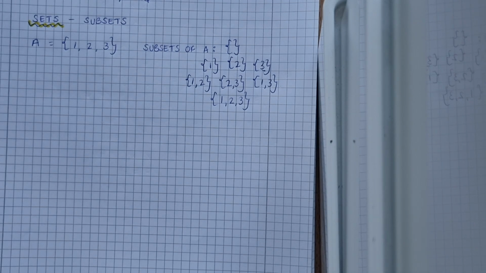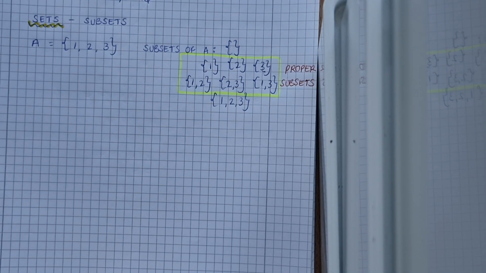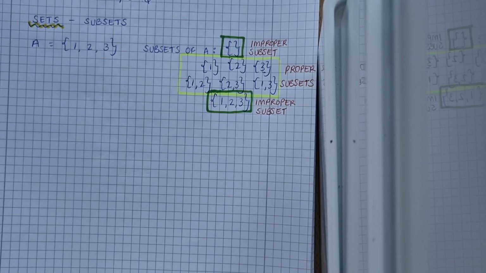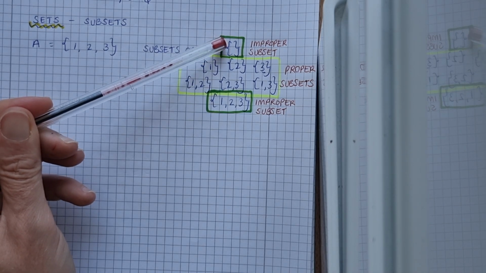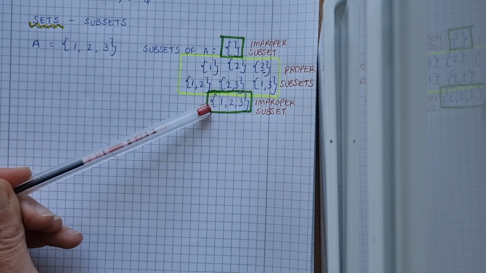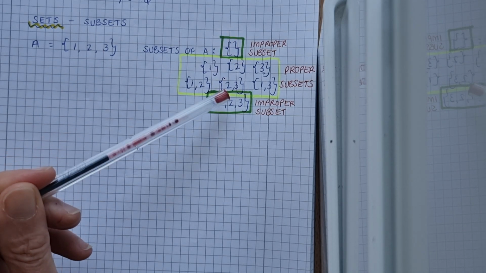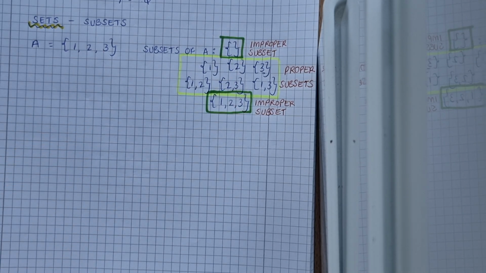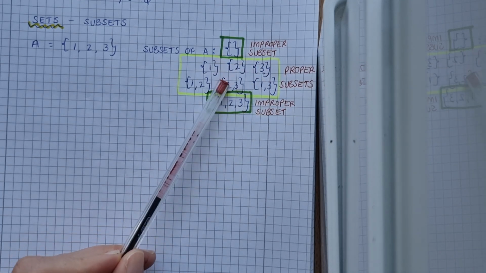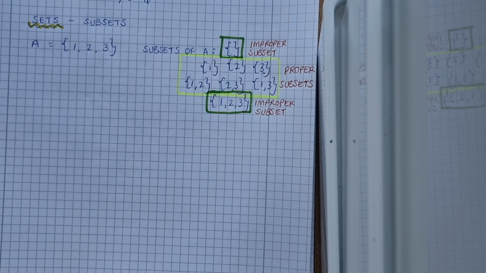There are 2 types of subsets. In the yellow box here, I've got the proper subsets of A, and the 2 that I've highlighted in green are improper subsets of A. The improper subsets are always the empty set, the null set, and the set where I've included all of the elements of the original set. That's the only 2 situations that I call improper subsets. All of the other subsets are called proper subsets.